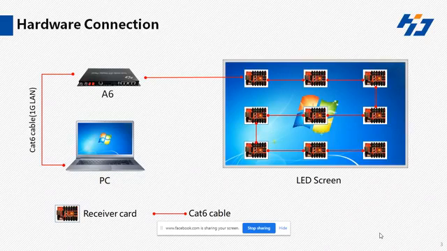So let's take an example like we are having any controller like A3, A4, A5, A6. We are having a PC. So what we do with the PC, we connect it in the input port of the sending card, and the output port of the sending card is connected with the receiving cards connected in the cabinets of the screen.